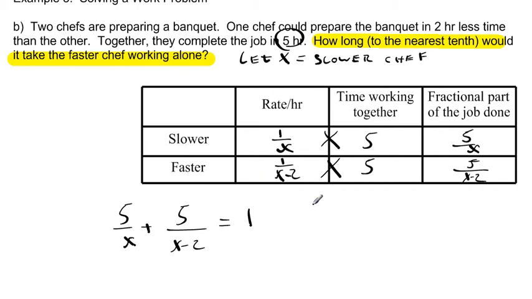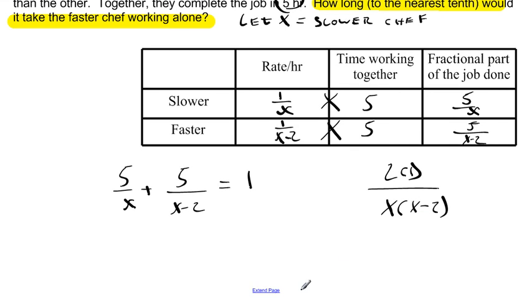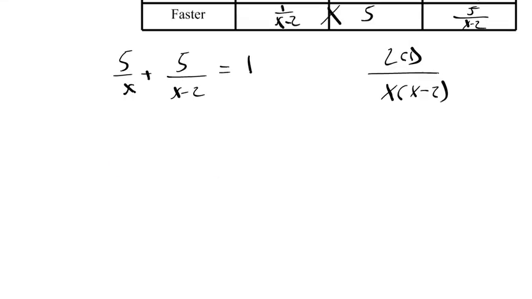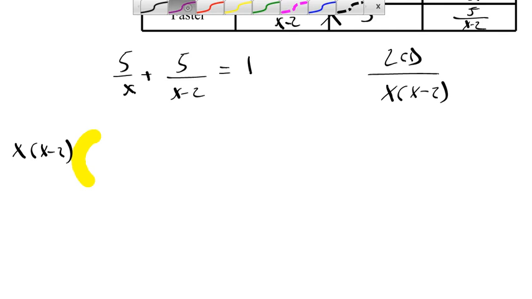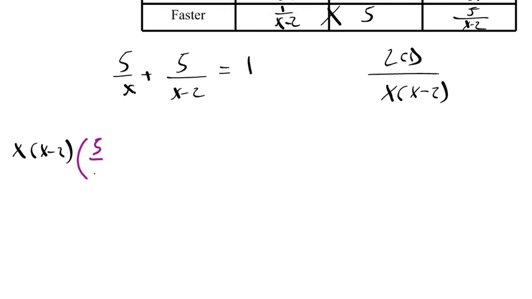So now let's solve this. First find the lowest common denominator. Again, you just multiply the denominators together, so it's x times x minus 2. Now let's multiply everything by our lowest common denominator. So we'll do x times x minus 2, and then we'll multiply this by, oh, I guess we don't want that right there. Let's see if we can fix that. There we go. 5 over x.